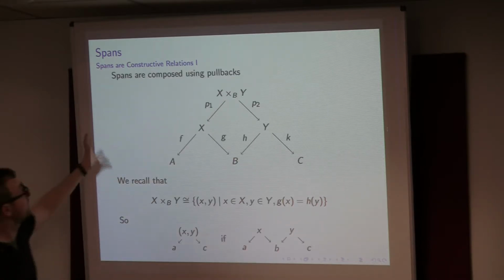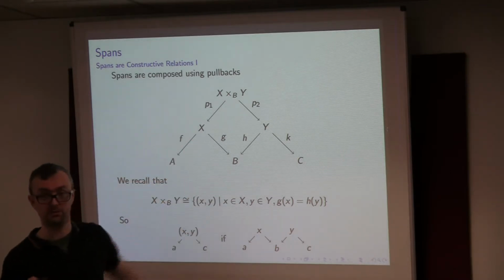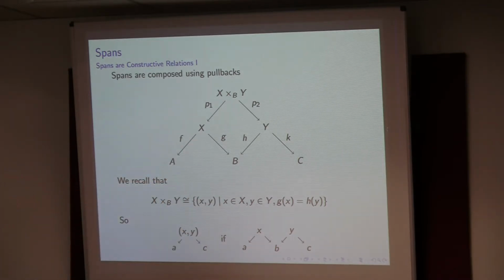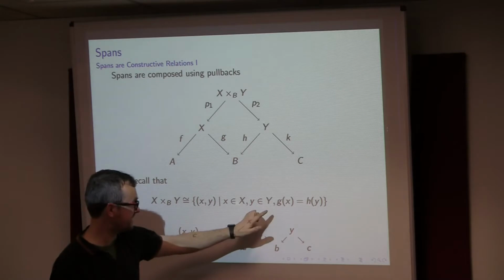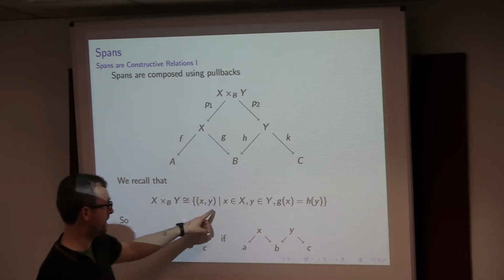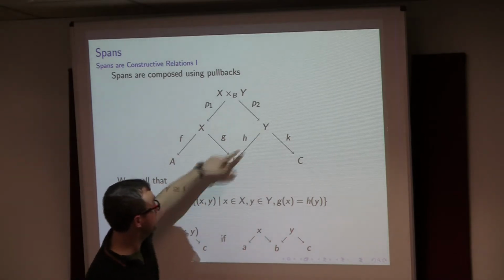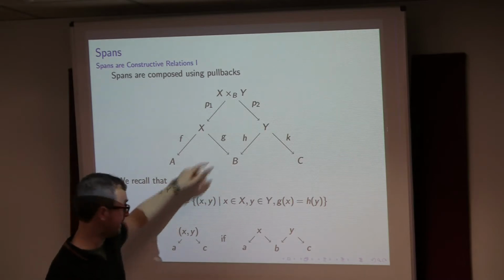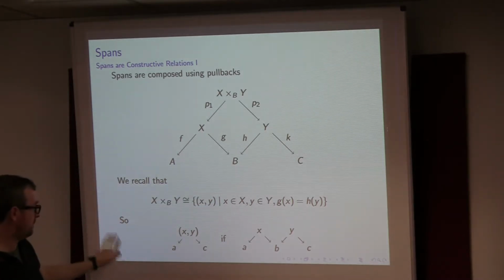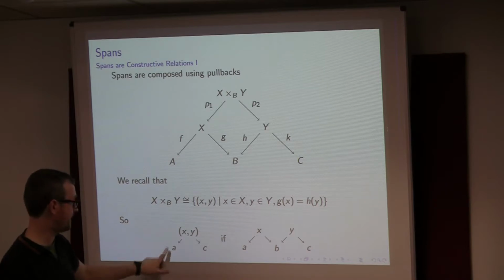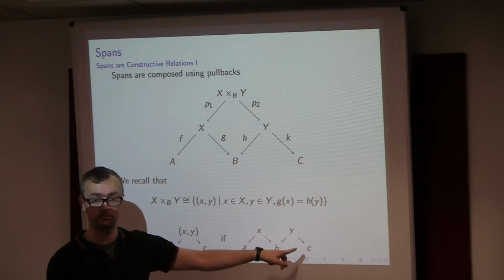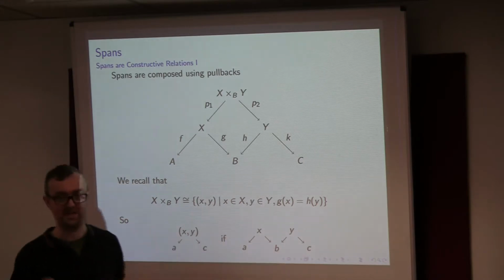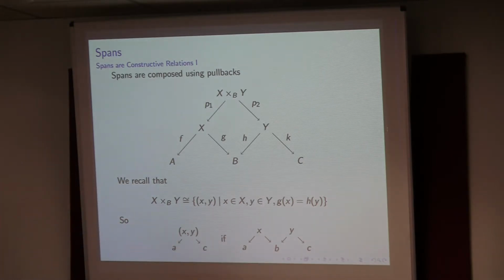Spans are composed using pullbacks. This is all well-known stuff. Again, we're back into conventional territory. We want some intuition for what goes on there, so we just recall what pullbacks look like in sets. They basically take all the pairs that meet in the middle here. That's what you're going to get out. So what we conclude is that the pair XY relates A to C if we can find a compatible B such that we've got this relationship there. That's how we can think of spans as being generalized relations.